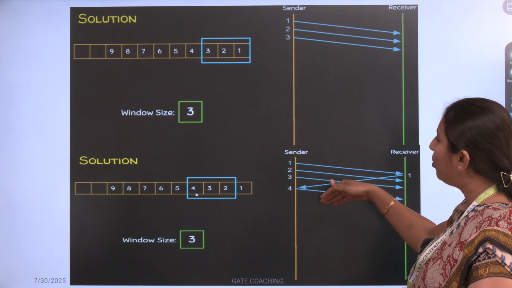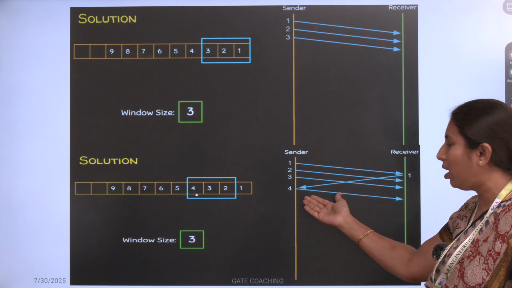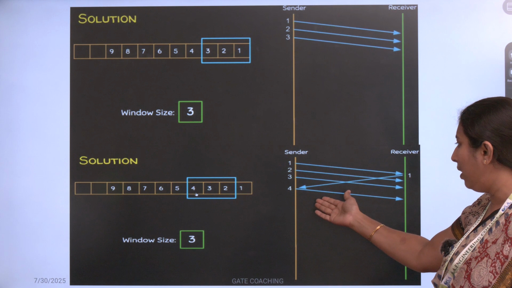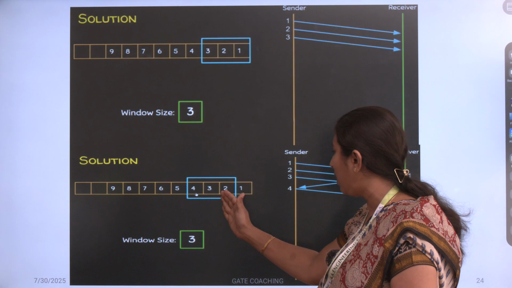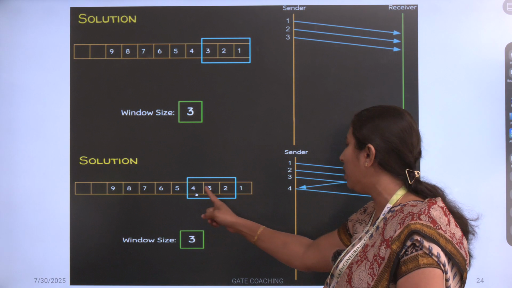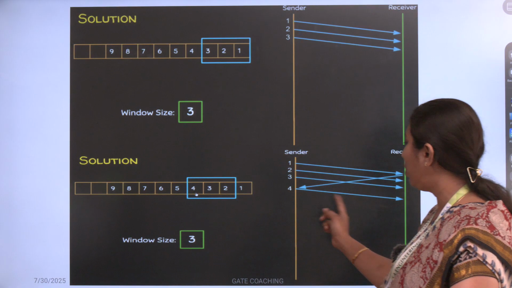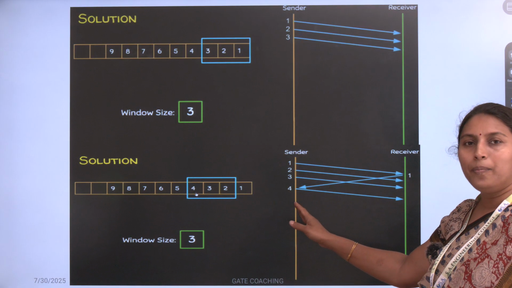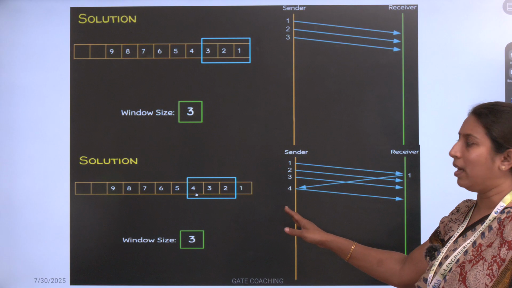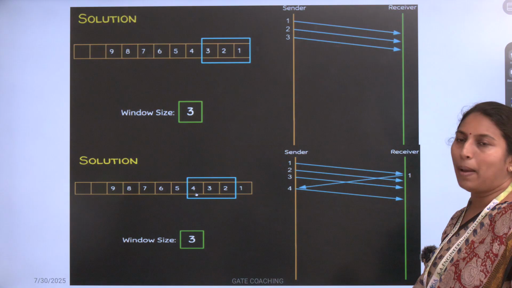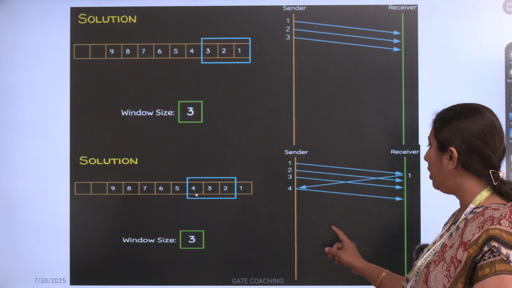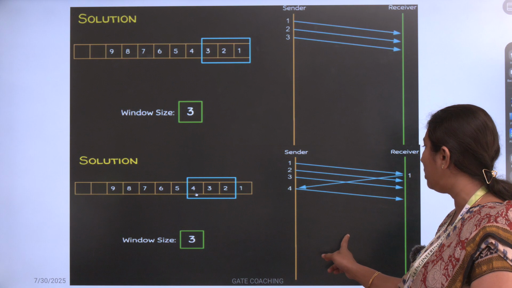What we are going to do next, after receiving the acknowledgement for packet 1, is that the sliding window moves from 1 to 3, to 2 3 4. Now we are going to send the 4th packet since we have got the acknowledgement for the first packet. Since the window size is 3, we can have 3 packets in the current window. So now the acknowledgement for 1 is being received.